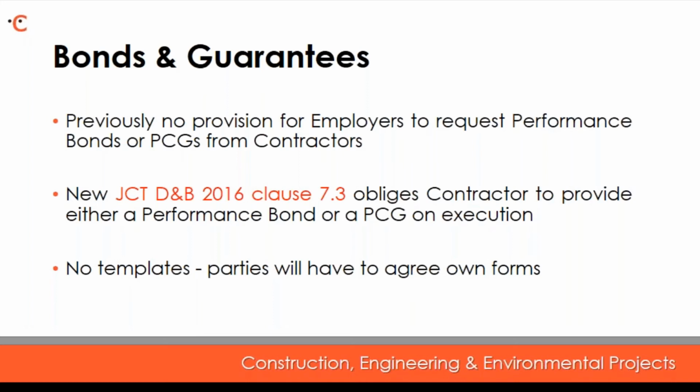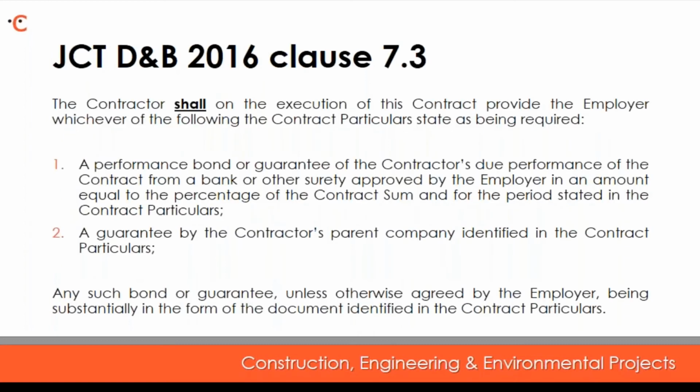There's still no templates for those documents, so parties will remain at liberty to agree their own forms, and the forms you've been using up to now with some minor amendments should still be perfectly fine. The clause itself I have set out. I won't read it all the way through, but it's there if you do want to have a quick read through. But the main take home is that the contractor shall provide a performance bond or a guarantee from its parent company upon the execution of the contract.